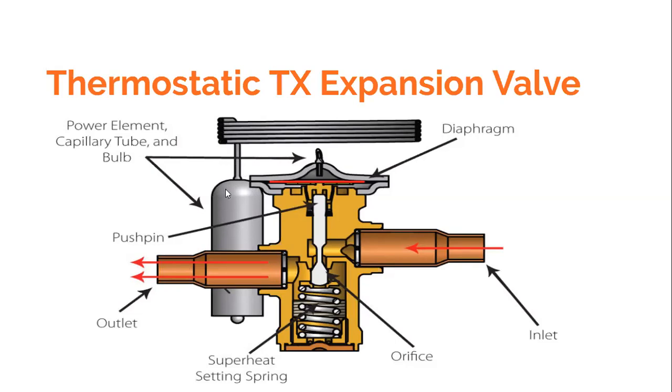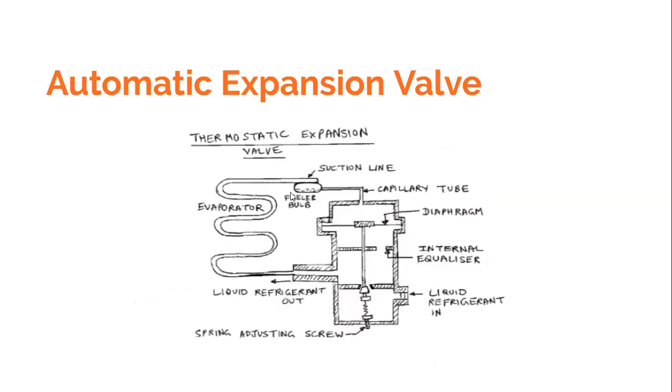And what is there in this bulb? There is a fluid in the bulb. It could be the refrigerant also. So this is again a simple diagram: the feeler bulb, this capillary tube, and this is a diaphragm. This diaphragm, similar to your expansion valve, would be acted upon by two different pressures: the upward pressure and the downward pressure.